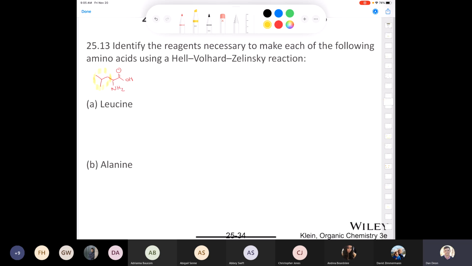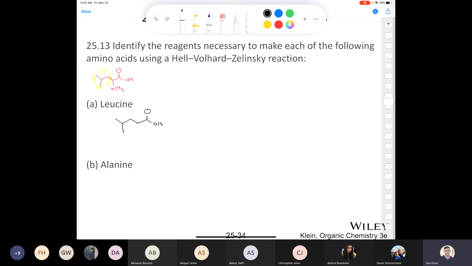Well, if the Hell-Volhard-Zelinsky reaction involves putting a bromine at this position of a carboxylic acid, that means the carboxylic acid we're going to want to start out with is going to look like this. We're going to have our carboxyl, 1, 2, 3, 4, and something like this. Right? So all I did was take this part of the molecule right here, because I'm going to put my bromine where the amino group is going to end up, won't I?